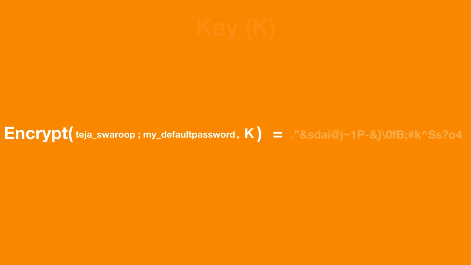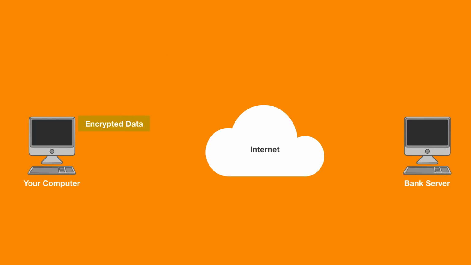Let's apply this technique to the earlier online banking scenario. We first generate a key and then encrypt our banking credentials with the key, and then send it to the bank server through the internet. Now, if anyone is doing a man-in-the-middle attack or secretly capturing the data packets we are sending, they will understand nothing because everything is encrypted.